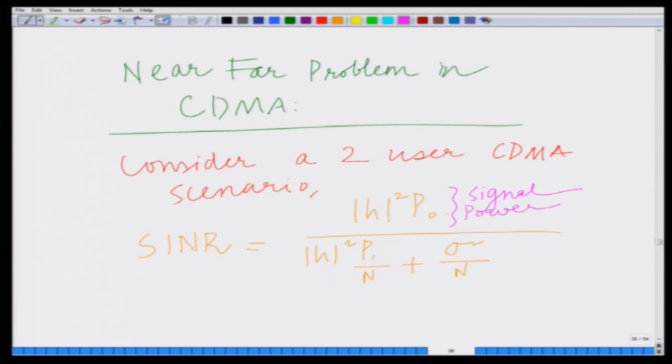Remember, we said this is the signal to interference plus noise ratio. The magnitude |h|^2 P1 divided by N is the multi-user interference, and sigma^2 divided by N is the noise power. This is the SINR in a two user CDMA scenario with channel coefficient h, power of user 0 given by P0, power of user 1 given by P1, N the length of the spreading code, and sigma^2 the variance of the noise at the receiver.